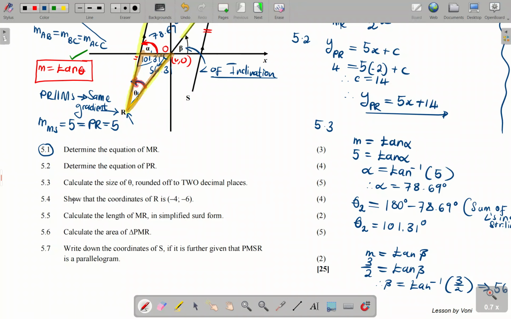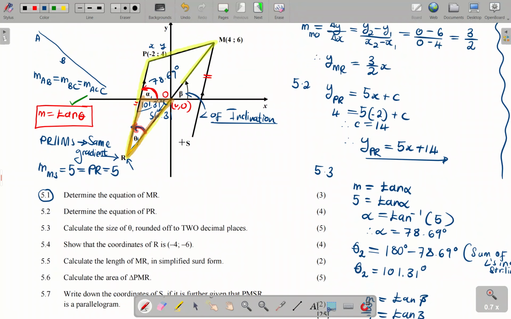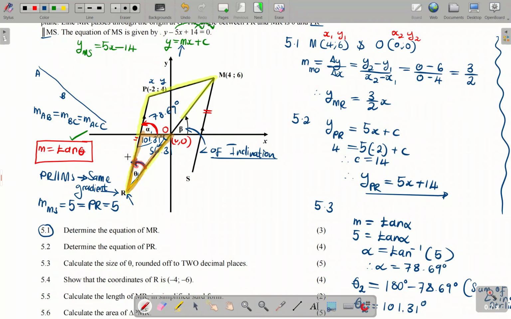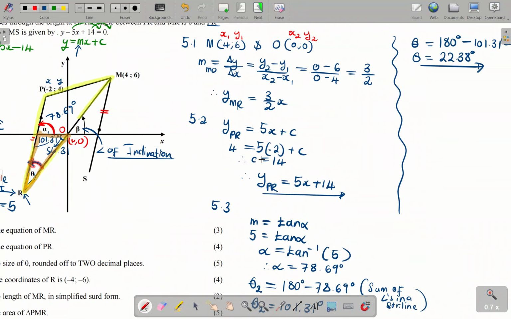So now 5.4 shows that the coordinate of R is (-4, -6). Where's R? This is R there. So now to find R, guys, this is simple. We're just going to use the midpoint formula. So this is 5.4. Why am I using the midpoint formula?